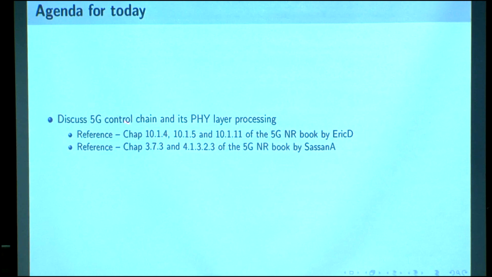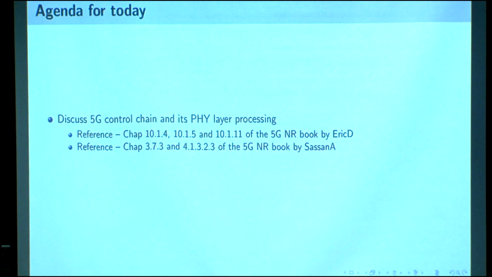We'll first understand what kind of control information is sent, and then how it gets processed. You'll see that there are certain subtle differences between the physical layer processing of the data channel and the physical layer control channel. So control processing is different from the data processing. And we'll understand why it is different and how it is different.